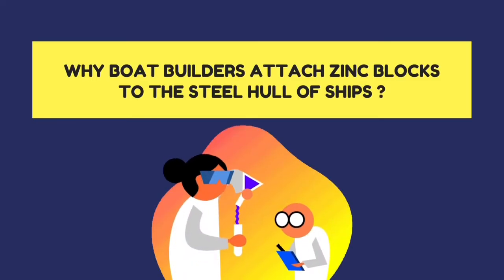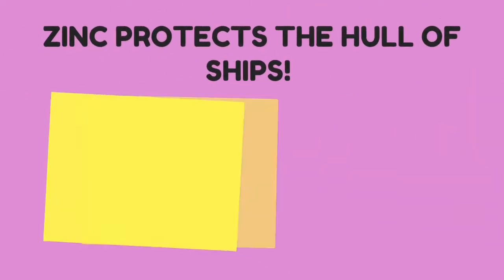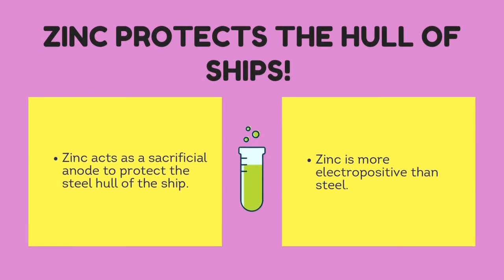Why do boat builders attach zinc blocks to the steel hull of their ships? The answer is very simple. There are 2 main reasons why zinc protects the hull of ships. The first one, zinc acts as a sacrificial knot to protect the steel hull of the ship from corrosion. The second one is zinc is a more electropositive metal than steel.